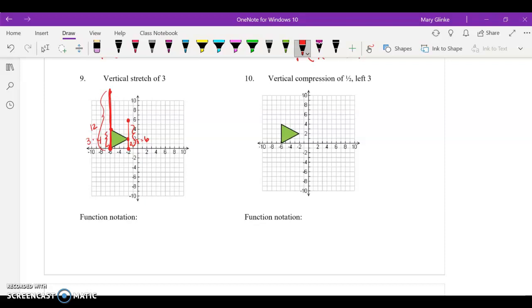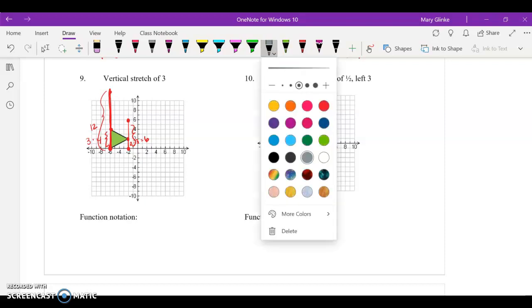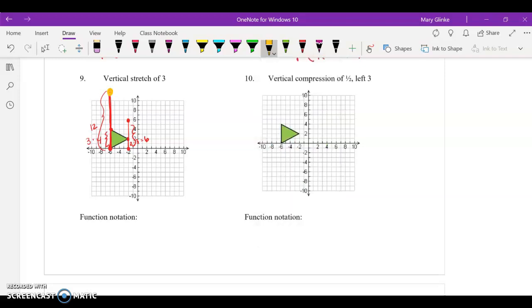So my new points, they're kind of hard to see. So again, I'm going to change my colors. I'm going to go with yellow for this one. My new points are this top one, 12 up, this bottom one, which didn't change, and this one here, which has a new height of 6. These are going to be my new 3 points for my triangle. Everything got vertically stretched by a factor of 3. So that vertical stretch is my A value. So that's going to go out in front. We did 3 times f of x.